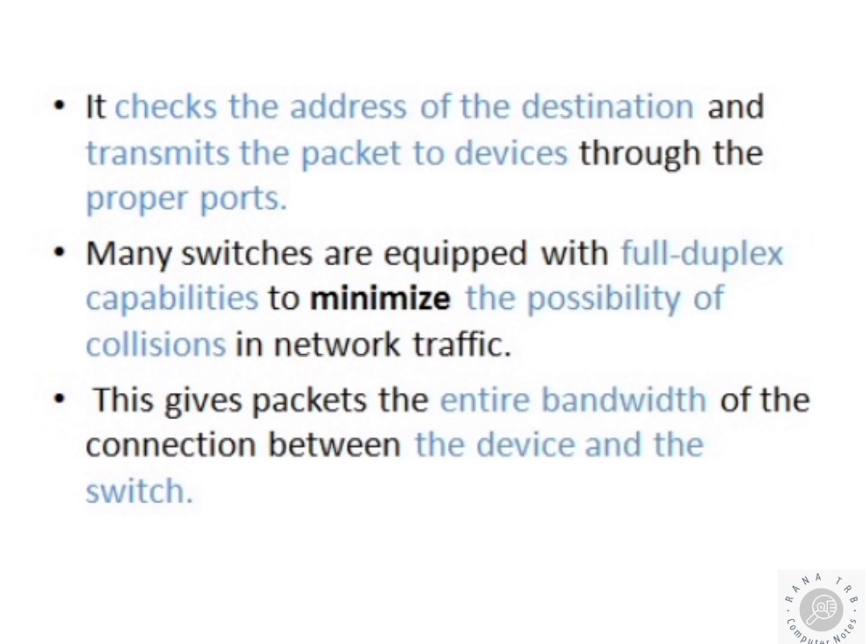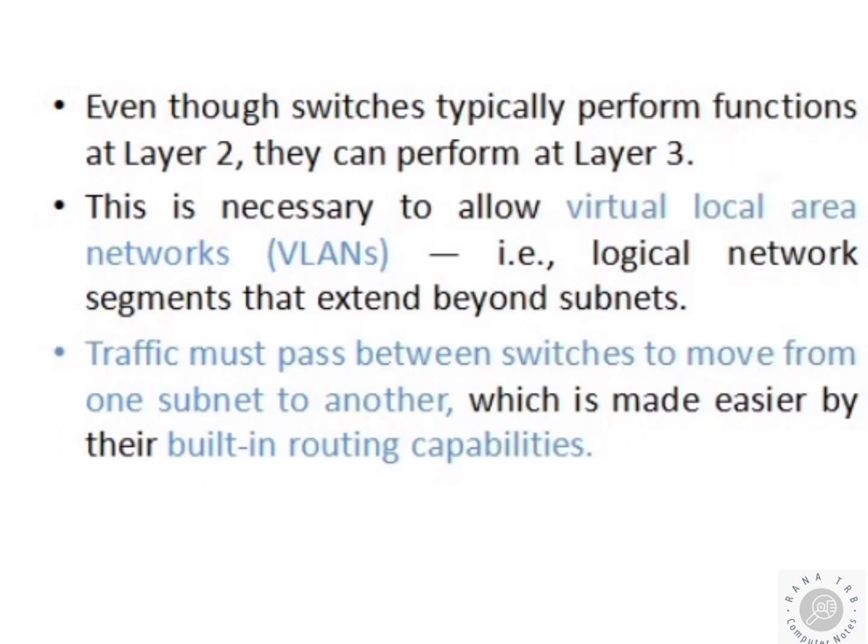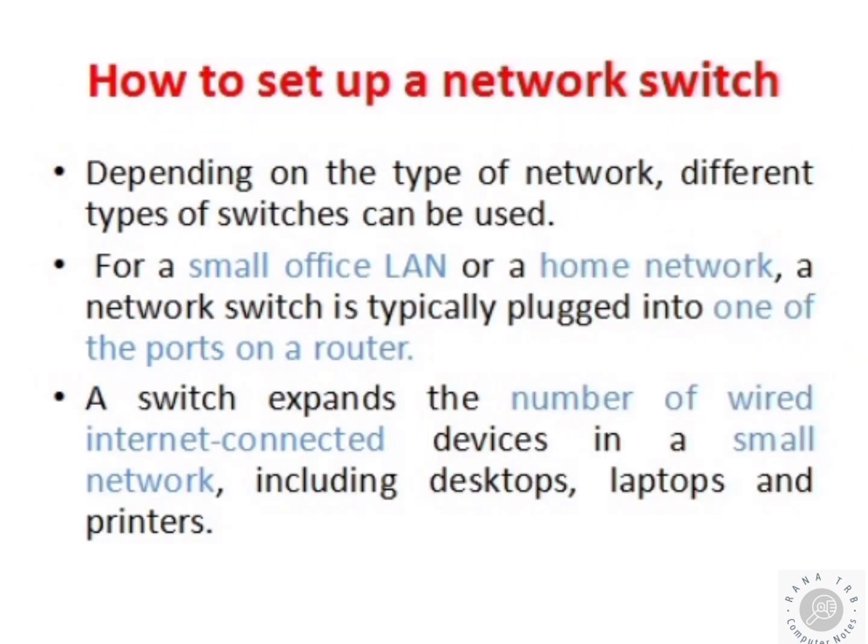Many times the switch will operate only in full duplex mode to avoid the possibility of collisions. Here it gives the entire bandwidth of the connection between the devices and the switch when it is operated in full duplex mode. So even though a switch performs its functions in layer 2, it will also do some performance in layer 3, so it is said to be a multi-layer switch. It is because, when performing in layer 3, it is necessary to allow VLAN, that is virtual local area network, traffic passed between the switches to be moved from one subnet to another subnet based on routing.